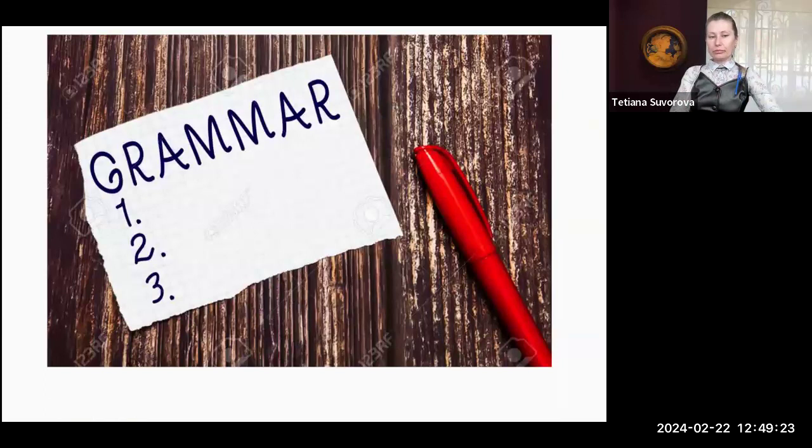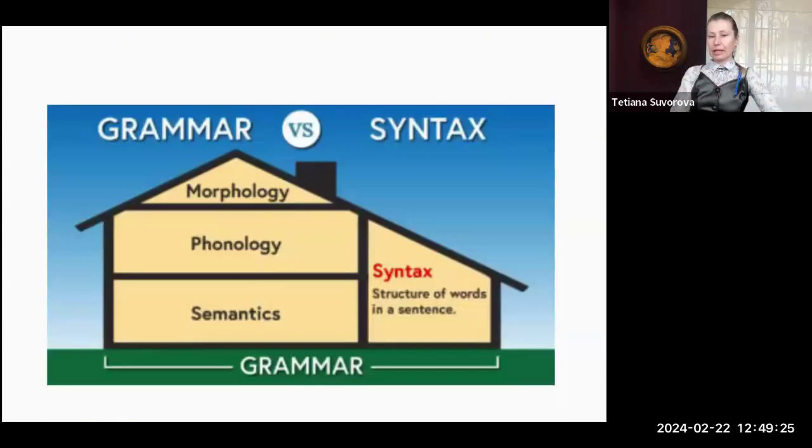So what is it? As I mentioned, grammar comprises like a big house within which we deal with the meaning of words. So we should, of course, know semantics or lexicology. So if you have already learned lexicology, that's good. Maybe you learn it in parallel. That's also good because everything is interconnected, as I mentioned, in language.